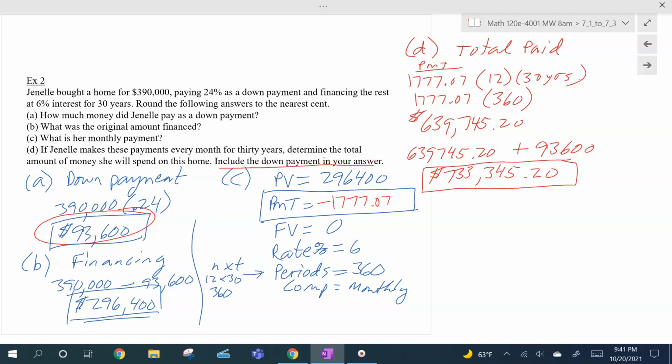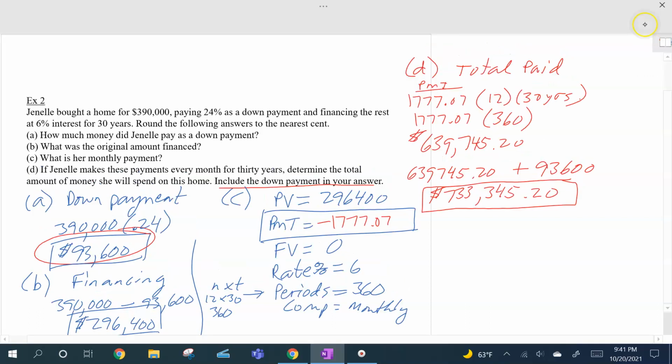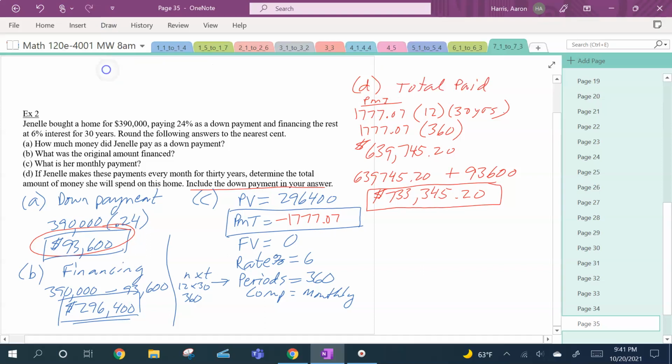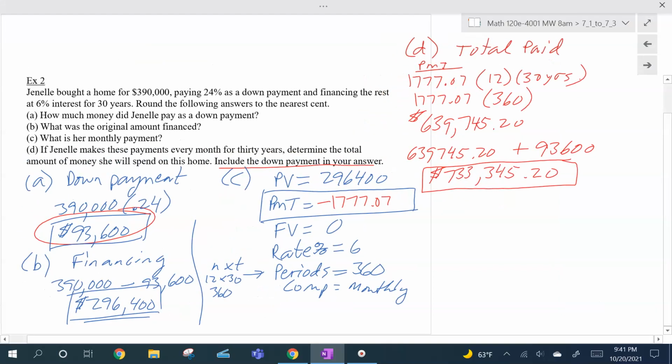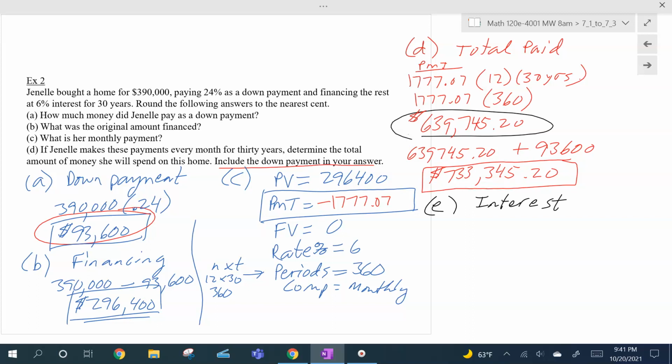You know, 30-year loans, they're brutal. They are brutal on the interest. So, you know, that bank is loving life because the bank gets to keep all that extra interest money. So what did she pay to the bank, right? How much interest did she pay? Well, she paid 639,745.20, right? Because she paid 1,777.07 360 times. In other words, 639,745.20. That's what she paid in her payments.